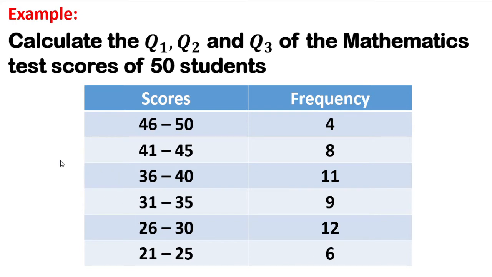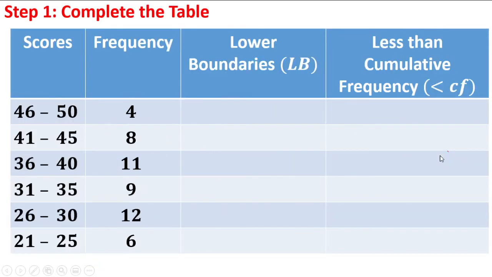So, step 1 in calculating the unknown quartiles: you have to first complete the table. To begin with, the first 2 columns are the scores and the frequency that is given in our previous slide. Now, add another column for lower boundaries and add another column for less than cumulative frequency. Now, lower boundaries, or to be precise, class boundaries.